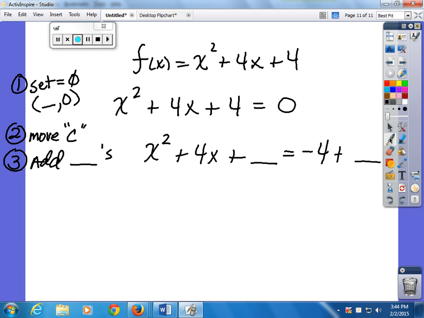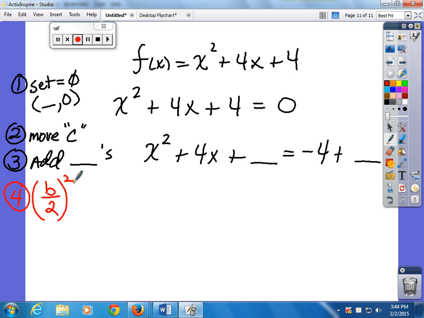Now, here is the most important part of completing the square. This is 90% of completing the square, right here, number four. It's in red, pop. That means I need to highlight it in my notes. Take B, divide by 2, and what? Square. B divided by 2, then square.